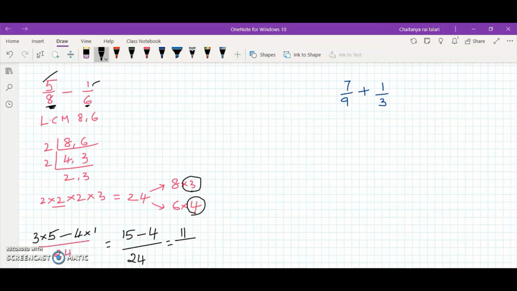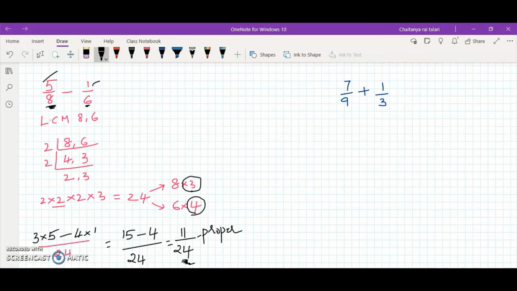In the problem we are asked to find the mixed fraction, no? But here you observe that this is a proper fraction. Proper fractions need not be converted, no? Only if it is an improper fraction, then we will make it into a mixed fraction. So this is our final answer. Very similarly, you can find the answer for the adjacent problem.